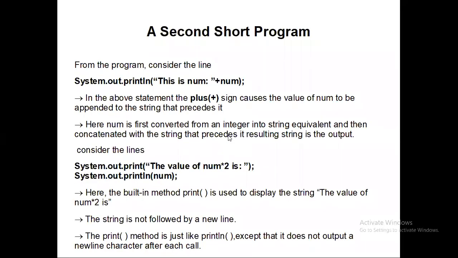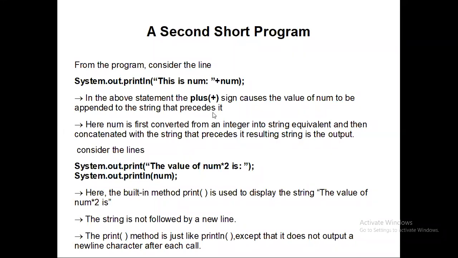So here there is an explanation. I will read it out; you just concentrate. From the above program, consider the line System.out.println("This is num: " + num). In the above statement, the plus sign causes the value of num to be appended, that is, combined or concatenated, to the string that precedes it. Precedes means whatever string comes before. Prefix, precede, both are the same. Whatever string comes before, for that it will append.